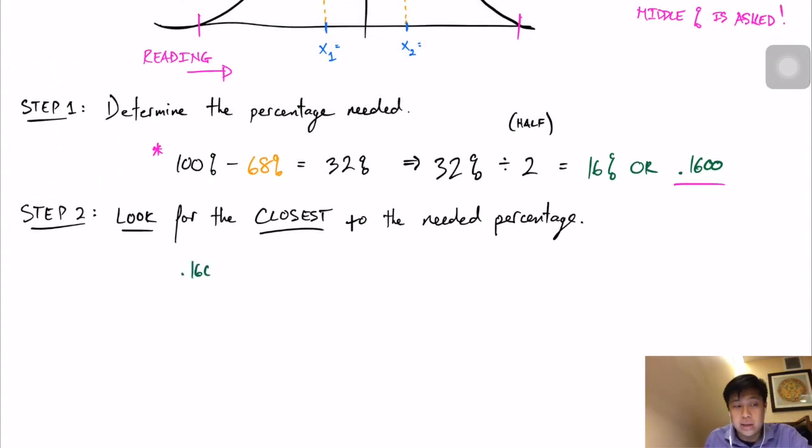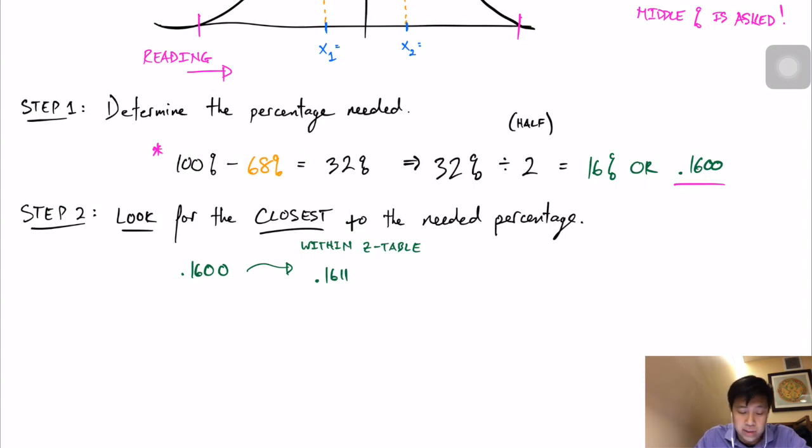Now I actually looked this up in advance. It turns out the closest one that 1600 gets to within the Z table is 0.1611.